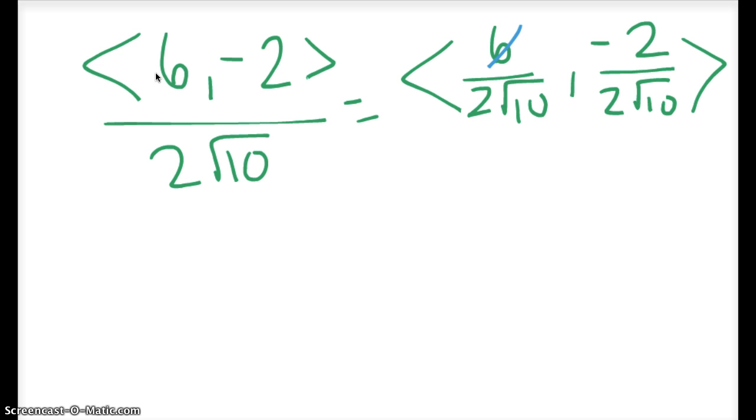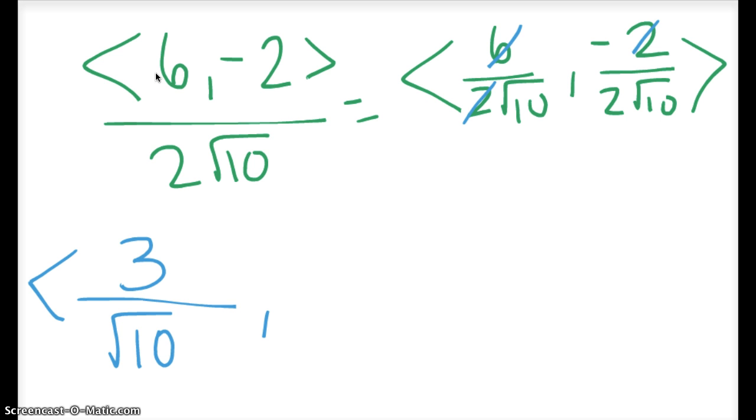And right away I recognize that 6 divided by 2 is really just 3. And I know that I'm left with the square root of 10. And if I look over here, this negative 2 divided by 2 is negative 1. And I have the square root of 10 in my denominator. Last but not least, I'm going to rationalize this fraction.